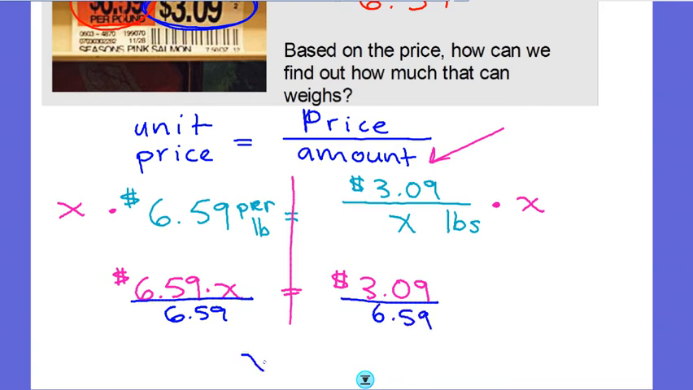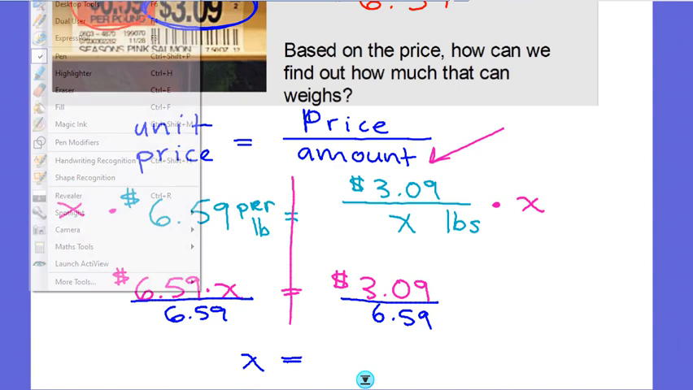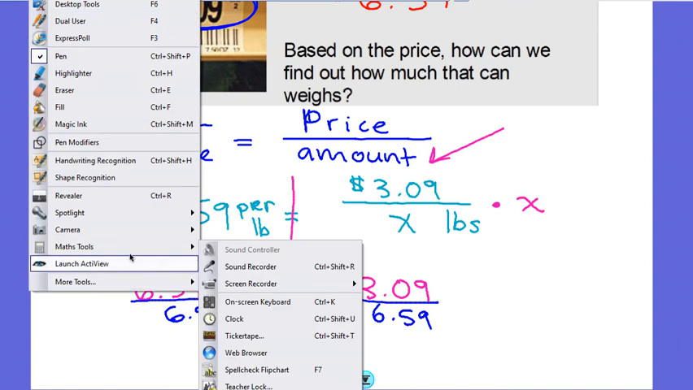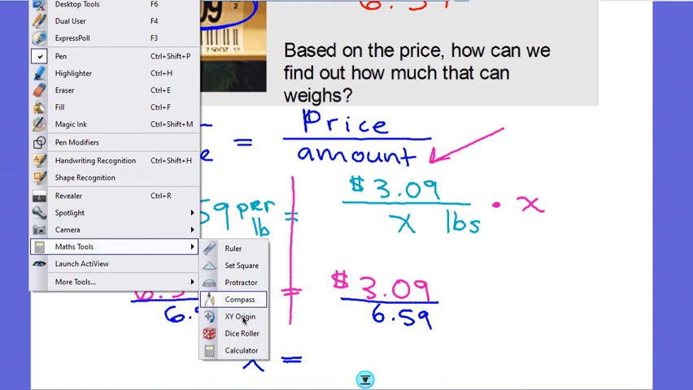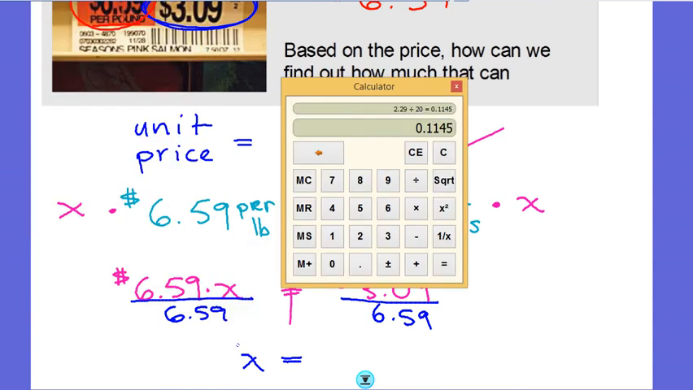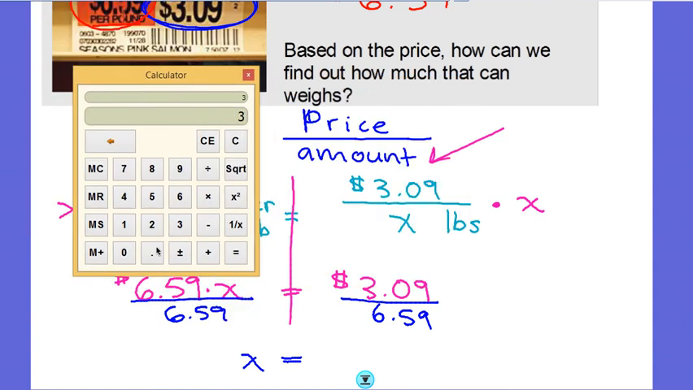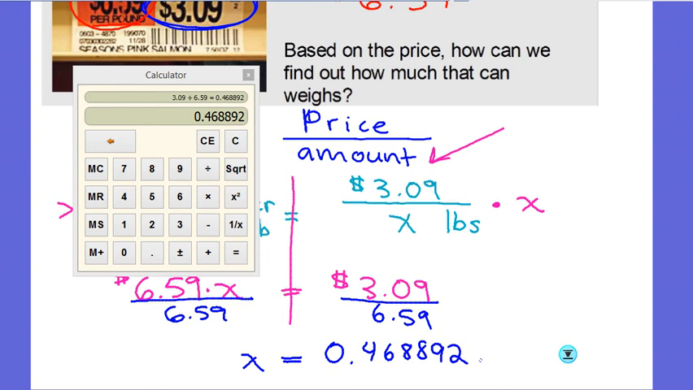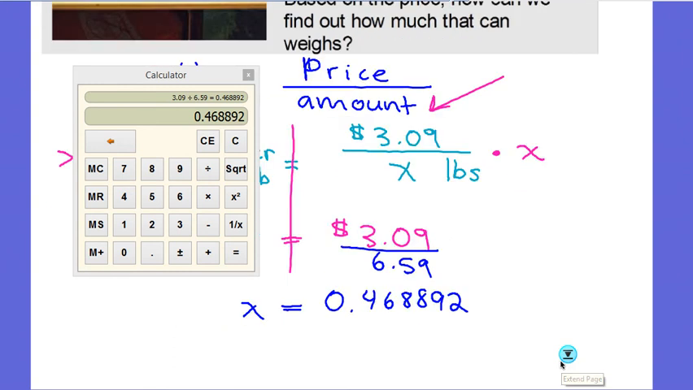Okay, so then I'm going to have x, and let's pull up the calculator and see what we get. Oops, math tools, there we go. And so I'm going to take the price that I had, which is $3.09. I'm going to divide it by my price per pound, which is $6.59. It looks like my x value is going to be 0.468892. And I'll have it round in this problem, let's round to the nearest hundredth spot.